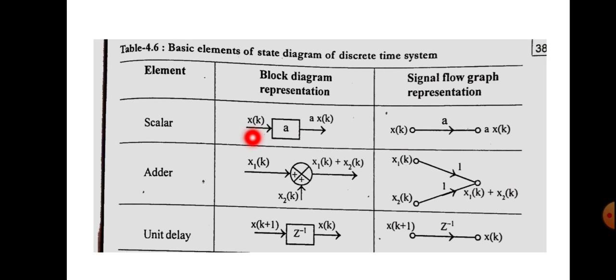So here the input signal is x of k, that is a discrete time signal. This is a scalar, so it will be multiplied with the input signal. So we will be getting a into x of k at the output. And in the case of the adder, it is represented in this manner.